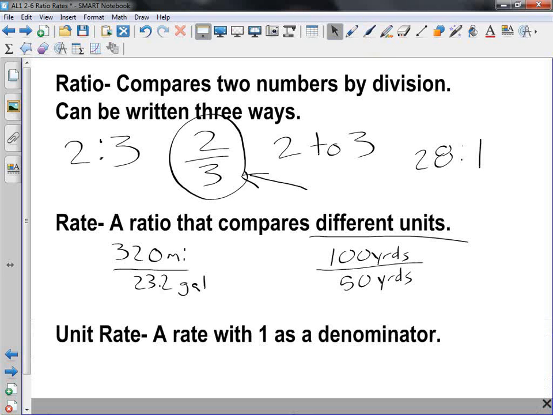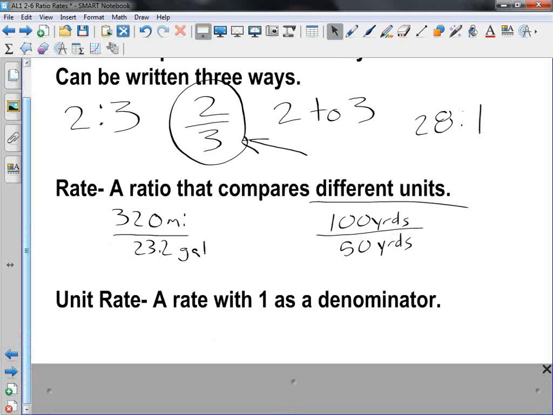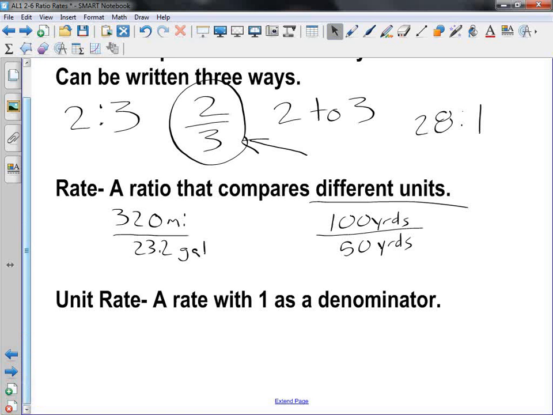Okay. Now, last one we're going to talk about is a unit rate. Last one on this slide. A unit rate is the same thing as a rate. The only difference is the bottom number, the denominator, is 1. This unit rate is way more useful than a regular rate.